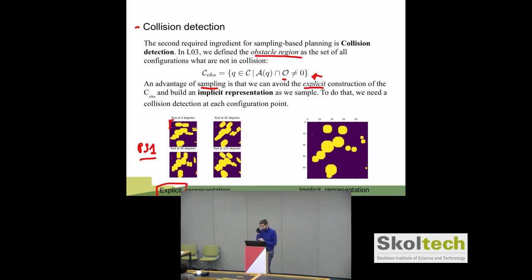You go over all possible configurations, and you check if they are in collision or not. If we have an infinite number of states with a continuous configuration space, that's not really possible, right? So what we can do is calculate an implicit representation. So what is going to be an implicit representation?